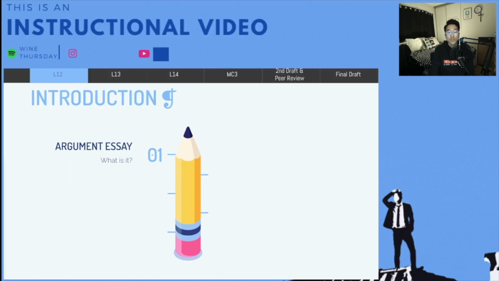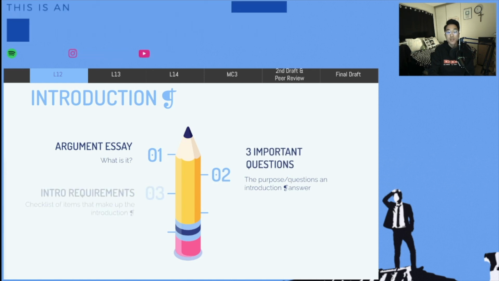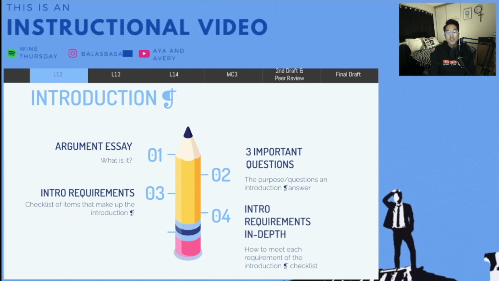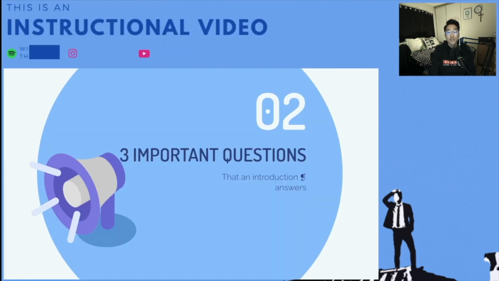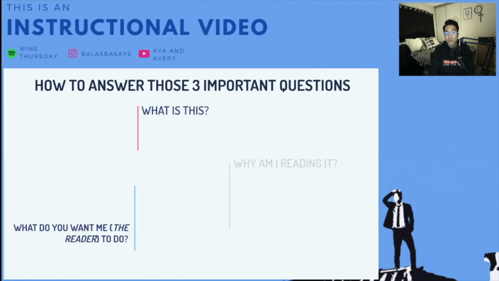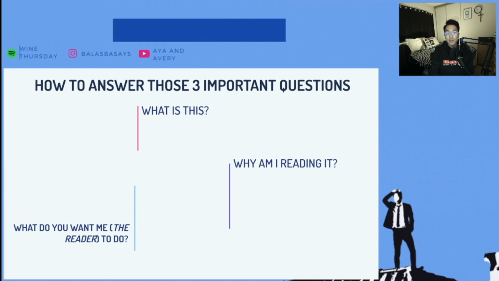So first, we'll look at the 3 important questions you want to address in your introduction. Then go in depth with those requirements that I just listed and learn about what makes an effective thesis statement at the heart of your essay. So there are 3 important questions your introduction should be answering, starting with what is this? What do you want me, the reader, to do? And why am I reading this?